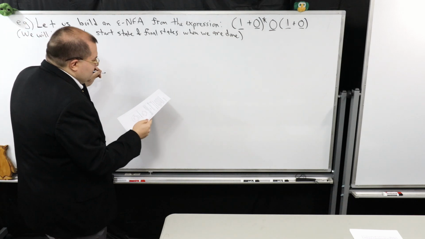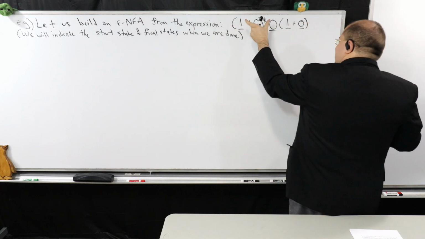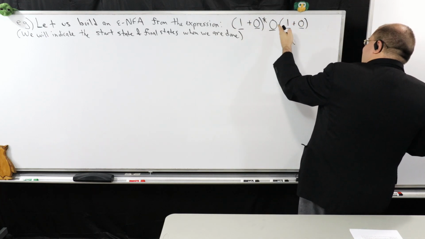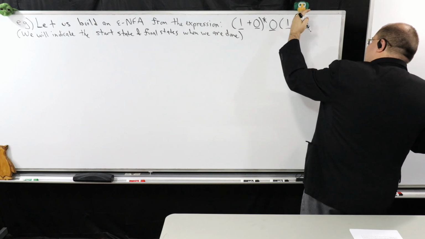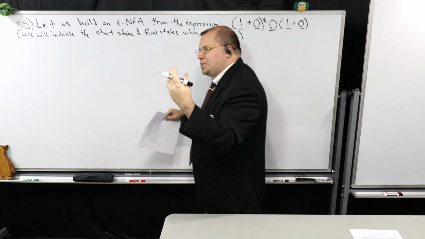So let's consider this regular expression, (1 union 0). I'm going to put a star around all of that. I'm going to concatenate it with 0, and then I'm going to concatenate that with parentheses, (1 union 0), or 1 plus 0.